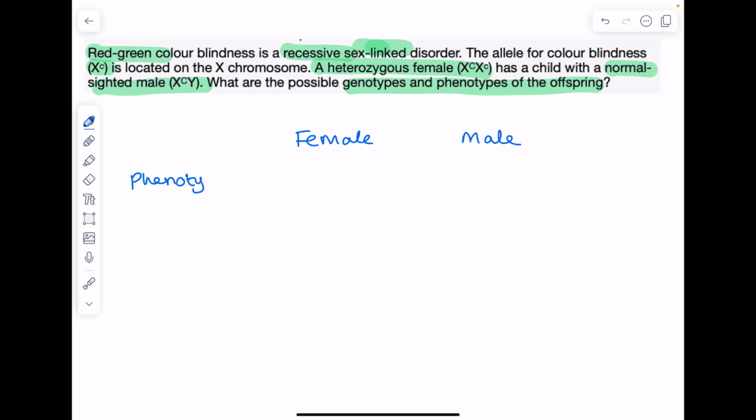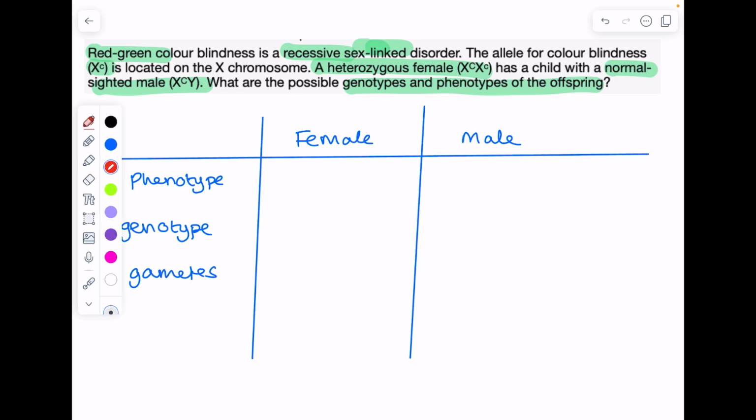Phenotype, genotype, gametes. So we've been told that red-green colour blindness is recessive. So in order to have the disease, the female needs to have this allele combination, this genotype. So we know, based on the fact that they have this uppercase, that they must have normal vision. We've been told that the male is normal sighted, so I can write that here. The genotype they've already given to us.